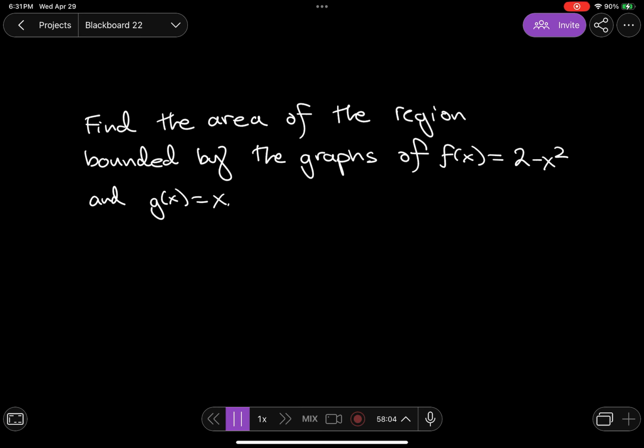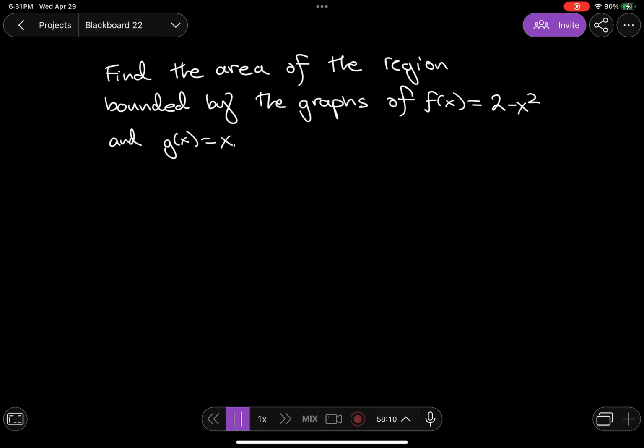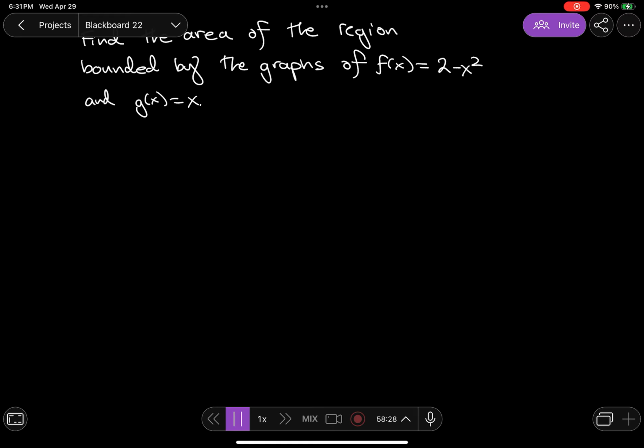All right. Find the area of the region bounded by the graphs of f of x equals 2 minus x squared and g of x equals x. All right, so area bounded by some graphs. We now have the tool of the u-substitution to find things like this, or to help us finding areas because of the fundamental theorem of calculus. We can simply anti-differentiate, and the u-substitution helps us with anti-differentiating. Although in this case, I don't think we will really need to.